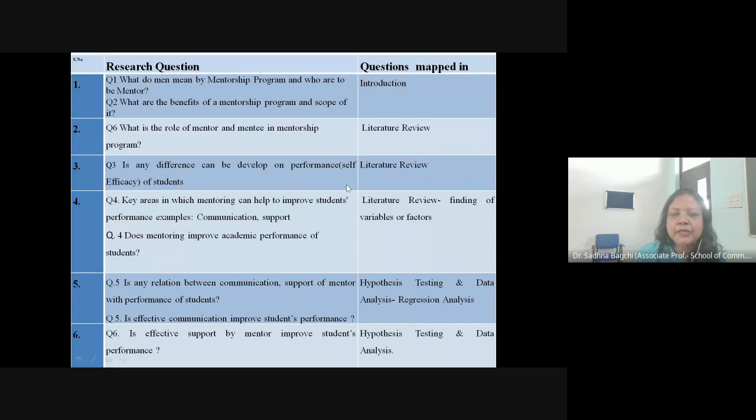So you can see it's just an example. I'm showing you a hypothetical example of how all the research questions are mapped in your article.